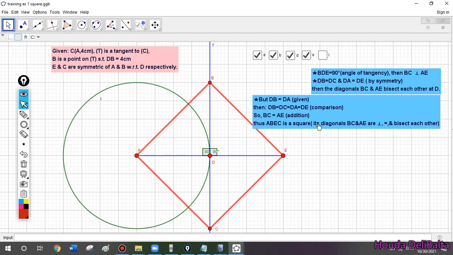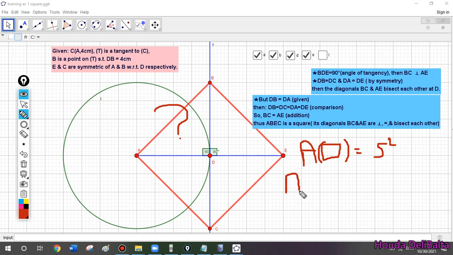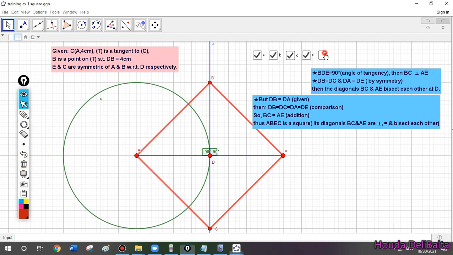Now I just have to remind you of the area of a square. The area of the square is usually equal to side times side, or side squared. But what should I do if I don't have the side? I use the property concerning the diagonal. The area of the square is also equal to d squared over 2. That needs a proof, and I'm going to prove it in a certain video inshallah, but this is a property that everyone can use. So the area of the square, if I want to use the diagonals, is d squared over 2.